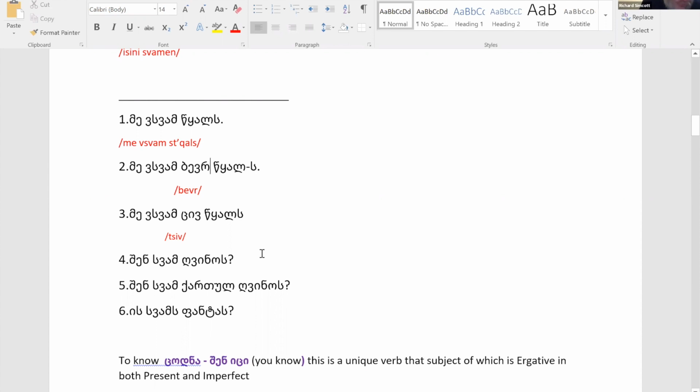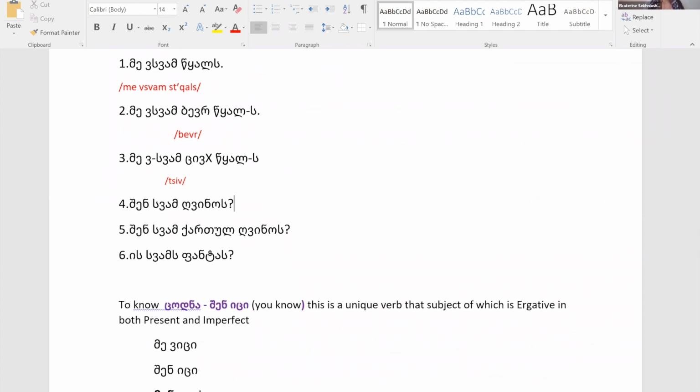Tsivi, cold. I drink cold water. Okay. Now, svam, tsiv, tsqals, exactly. Svam is the verb, v is the subject marker. Tsqals has the dative marker. Tsiv has no dative marker because it is a determiner. Tsiv tsqals. Okay, I have a question here. Shen svam gvinos. What is gvino?